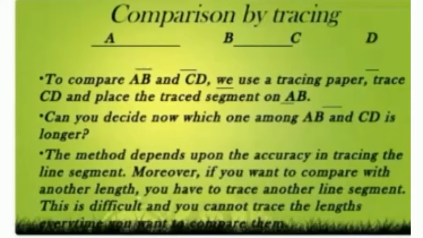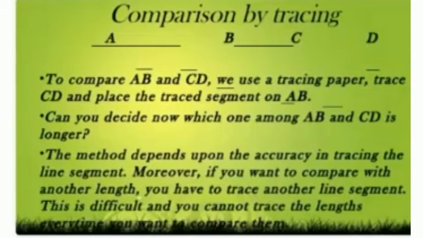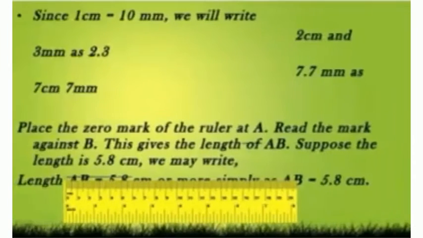Comparison by tracing. Here A, B, C and D. To compare AB and CD, we use a tracing paper, trace CD and place the traced segment on AB. Can you decide now which one among AB and CD is longer? The method depends upon accuracy in tracing the line segment. Moreover, if you want to compare with another length, you have to trace another line segment. This is difficult and you can't trace the lengths every time you want to compare them.